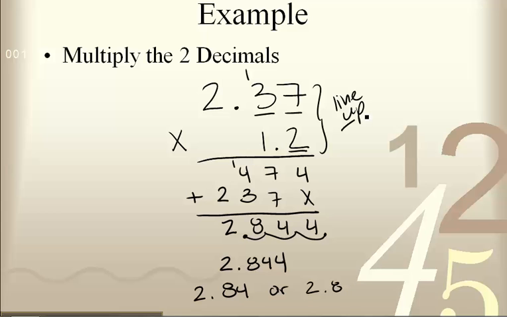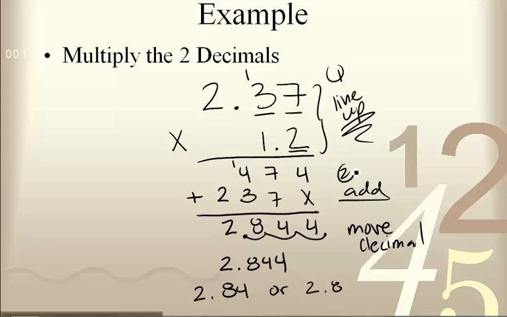Again, the goal is to make sure that you line it up, multiply like normal. You're going to add, and then you're going to move your decimal. Okay, so that's the 3 things that you need to do. Well, 4 if you count multiplying.